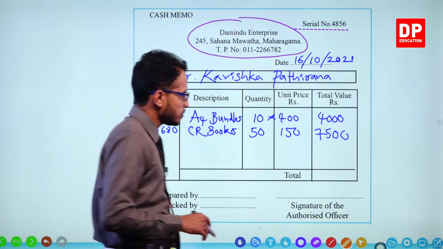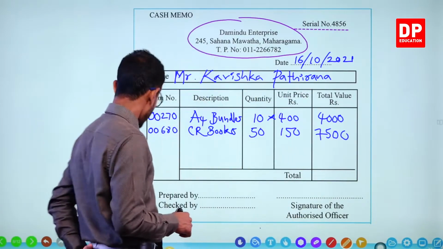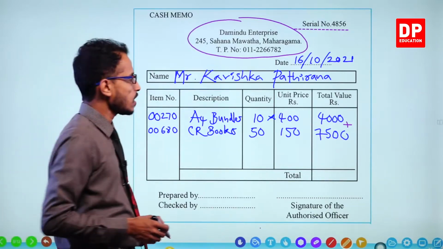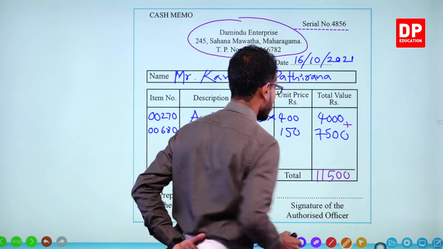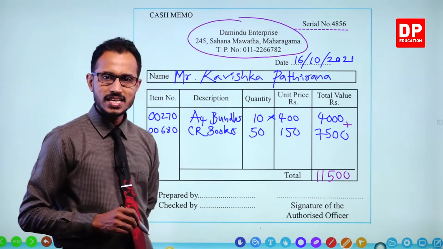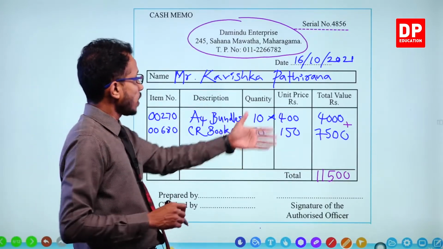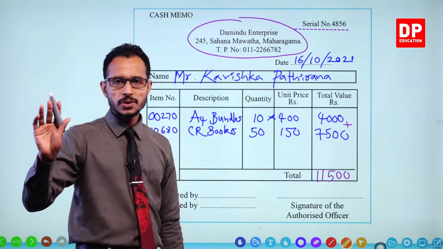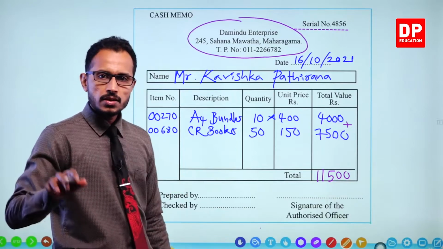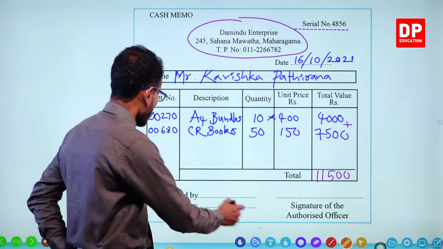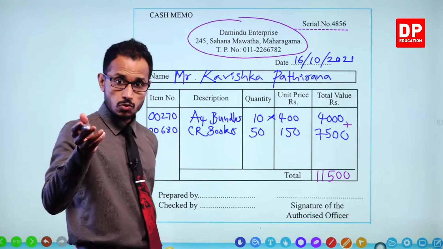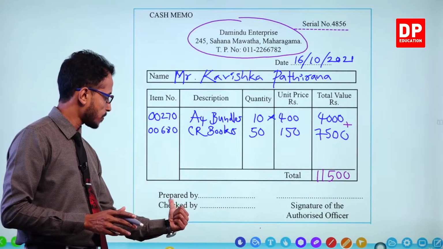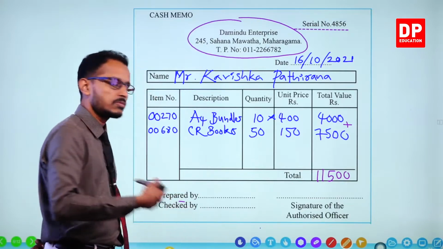And let's total his bill. Let's total his receipt. 7,500 plus 4,000. 11,500. This is the total. Is that correct? 11,500. With this total, Kavishka is going to pay in cash or he is going to pay by check. That is up to him. Alright. With this total, we will finalize the receipt. Prepared by, you have to write your name as the cashier. Who prepared this receipt? That person's name should be here. Let's say I prepared it. So I'll write my name.